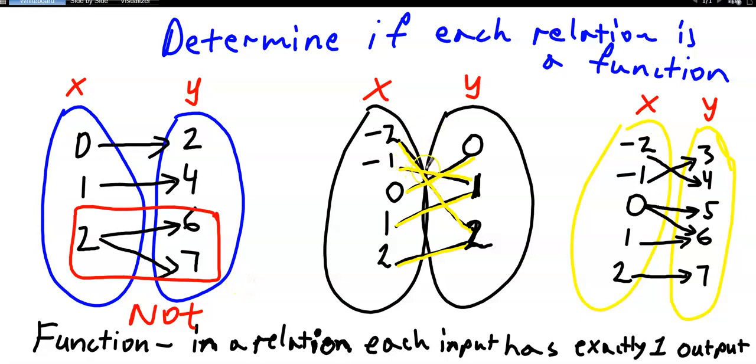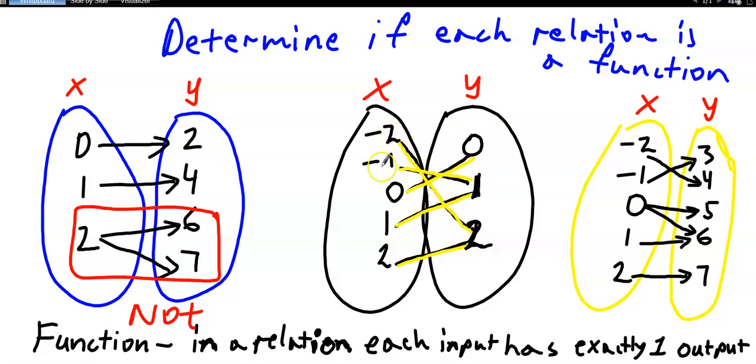In the second set, it's a little bit more difficult to see all the lines here, but -2 is paired up with just 2. -1 is paired up with 1. 0 has only one partner. 1 has only one partner, and 2 has only one partner. Now we're going from left to right, checking on these. So each one of these was only paired up with one number.